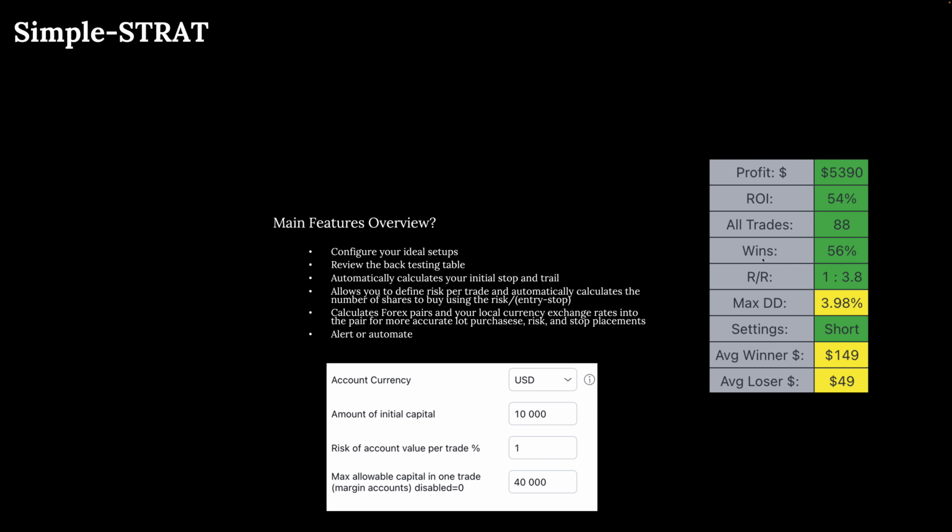Out of that, the win percentage is 56. So 56% of the time we made money on this setup. The risk to reward is 1 to almost 4. So for every $100 that we're risking, we're making $380, which is not bad at all, right? With the 56% win probability and the risk reward here, you don't even need to win 56% of the time, and you'd still be making a good amount of money.